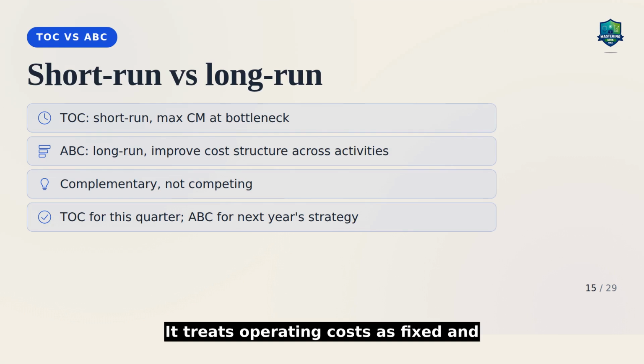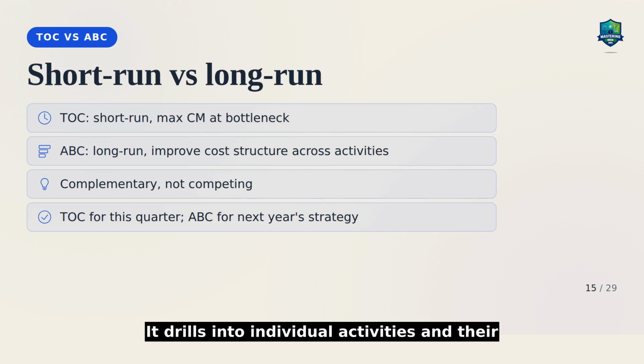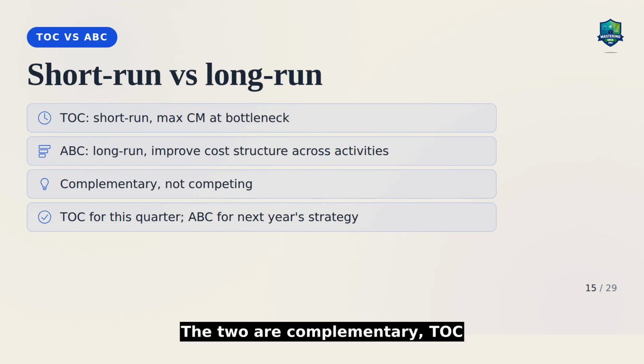It treats operating costs as fixed and focuses on maximizing throughput at the bottleneck. Activity-based costing is a long-run framework. It drills into individual activities and their drivers and is more useful for pricing, cost control, and capacity management decisions over years. The two are complementary.